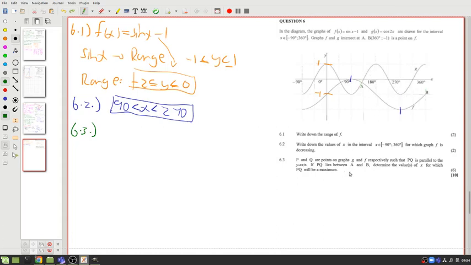Now they ask us, determine the value or the values of x for which PQ will be a maximum. So where will the line be the longest? One option is somewhere there, and that looks pretty long. This looks a little bit shorter. So we have to find out where exactly, for which x value, the line will be the longest.